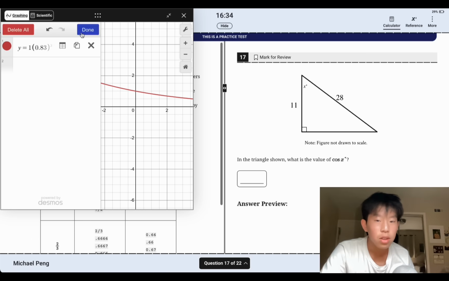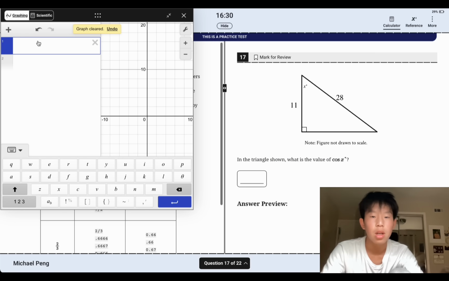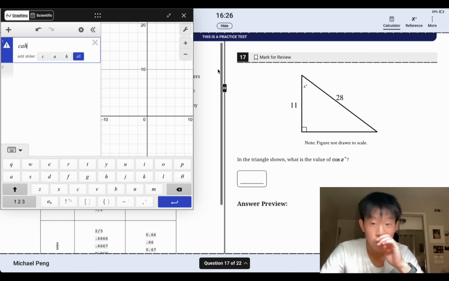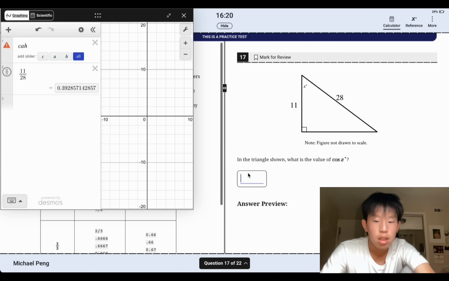So now it's asking for cosine x. So cosine, SOHCAHTOA, CAH, adjacent over hypotenuse. So the adjacent is 11 over 28. So that means our answer is 0.3928. What? It doesn't let me type more digits? Are you serious?